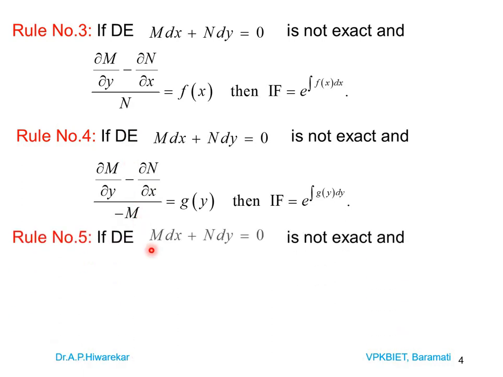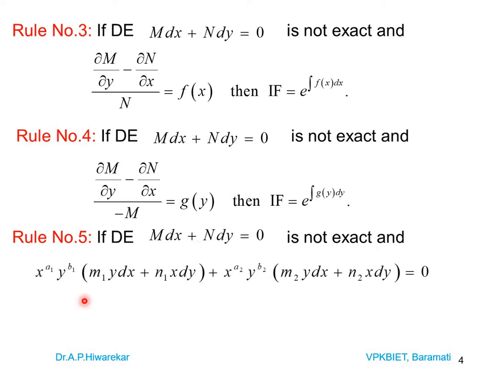Then rule number 5. If given differential equation Mdx plus Ndy is equal to 0 is not exact, and it can be written in the form x power a1 y power b1 into (m1y dx plus n1x dy) plus x power a2 y power b2 into (m2y dx plus n2x dy) is equal to 0. Here a1, a2, b1, b2, m1, m2, n1, n2 all are constant. Then in this case we can assume integrating factor as x power h y power k.